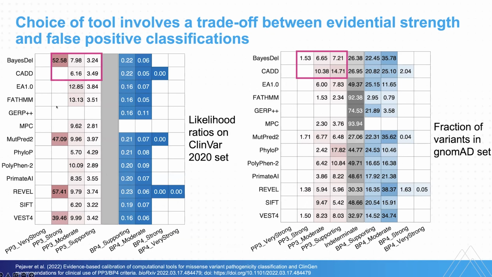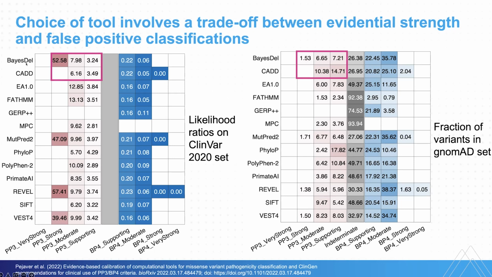This is a busy figure, and I'm just going to focus on maybe 2 to illustrate an example. In the case of BayesDel, the likelihood ratios for strong, moderate, supporting were 52, 7, and 3. This is much higher than the ones that I reported in the table earlier. But on a data set of gnomAD variants, basically population variants, only 1.5% of those variants were predicted to be pathogenic with a strong level of evidence. This is much lower than the prior that we estimated, so it seems reasonable that way.